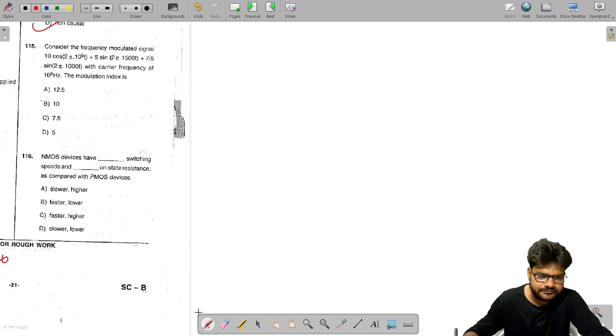Now let us go to question number 105. This question is from communication systems, from the FM topic. The question is: consider the frequency modulated signal 10 cos(2 pi into 10 to the power 5 t plus 5). Okay, there is a mistake, because in angle modulation, either FM or PM, the expression we have is s(t) equals Ac cos(theta_i(t)). So 10 is Ac, and this entire thing has to be inside the cos. It is like this. So now this question is correct.